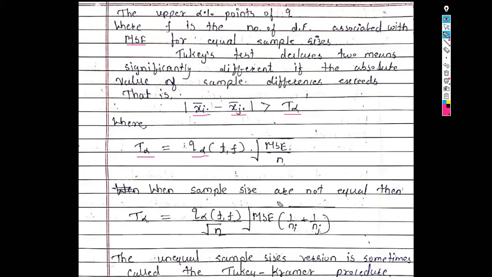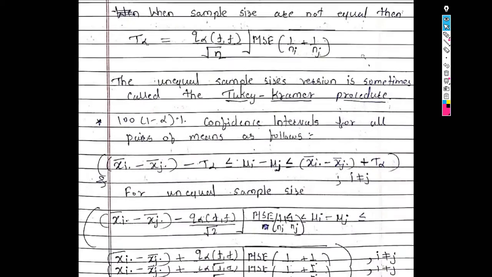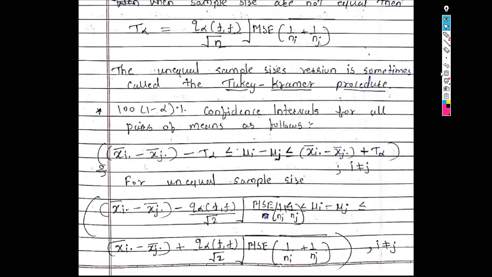But when our sample sizes are not equal, then we use T alpha as Q alpha(t, f) upon square root of 2, into the square root of MSE into 1 upon ni plus 1 upon nj. This unequal sample sizes version is called the Tukey-Kramer procedure. Then we find the 100 into 1 minus alpha percent confidence interval for this mean difference.